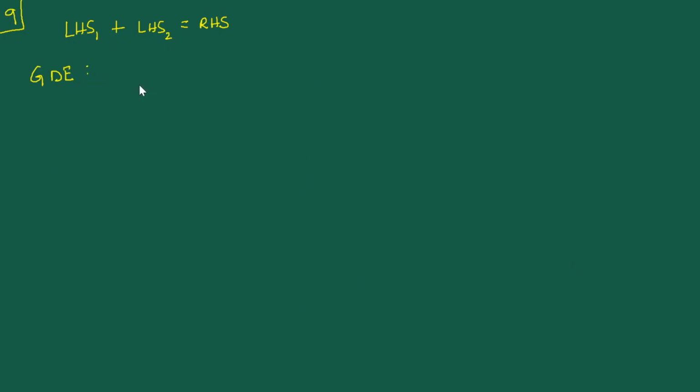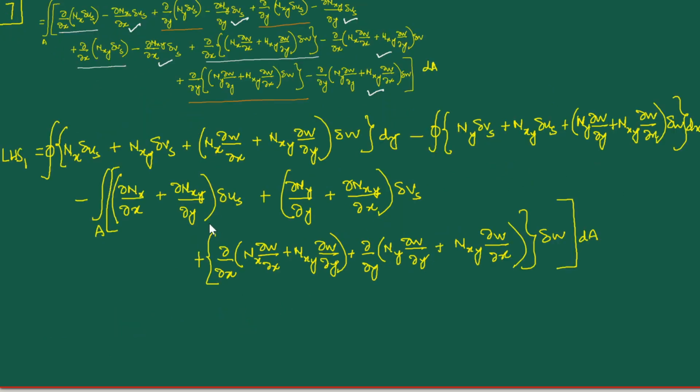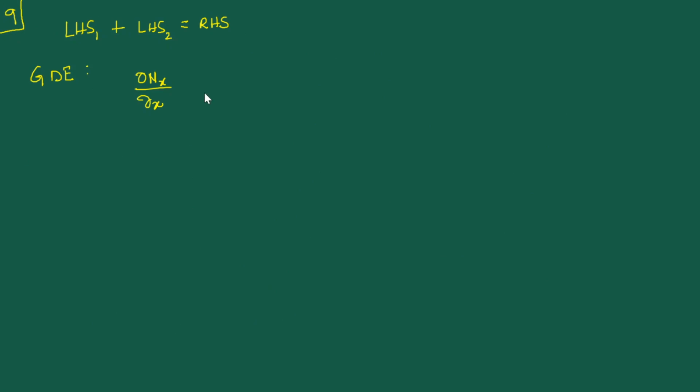Okay, I will have that first coefficient term, del nx del x. Let's take a look at that again. Del nx del x plus del nxy del y. That is equal to 0.